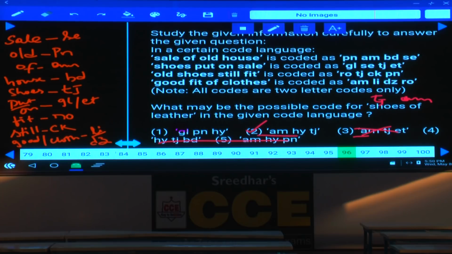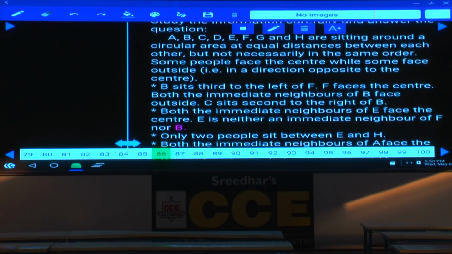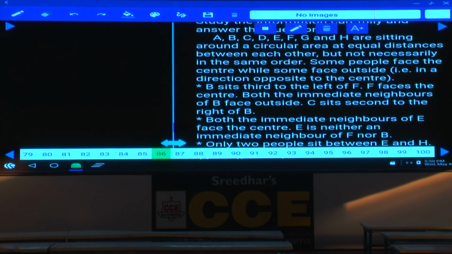86 to 90 and so on. Then question numbers 86 to 90. What is the information here? 8 persons seated around a circular table, 1, 2, 3, 4, 5, 6, 7, 8. Some of them are inward and some of them are outward. And B sits with out to the left of F, F faces the center. The information is clearly specified, F is facing the center. B sits to the left of F, B is here. And both the immediate neighbors of B face outside. Immediate neighbors of B are facing away from the center.